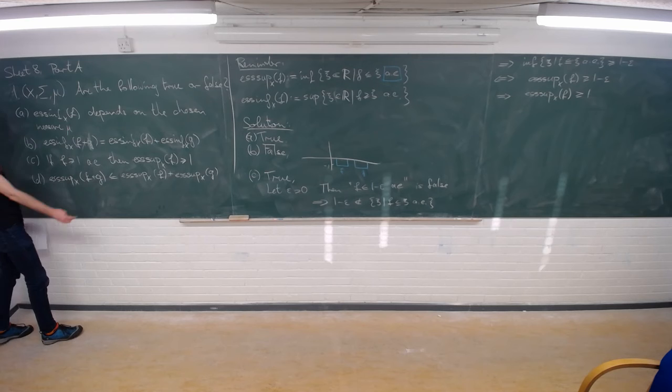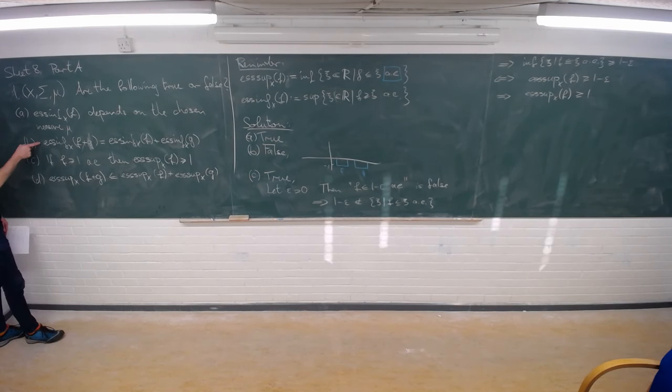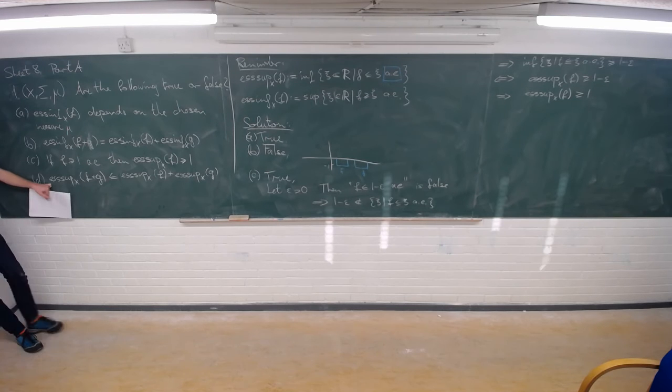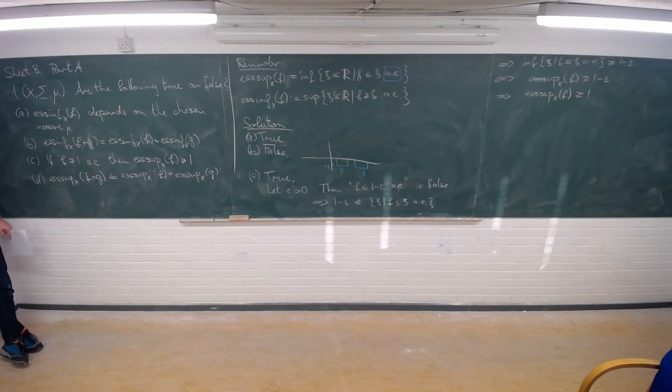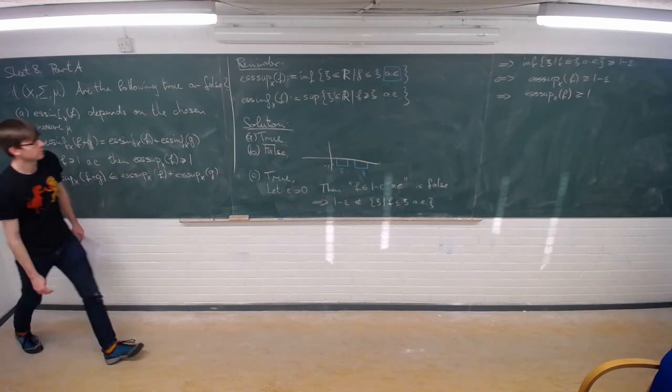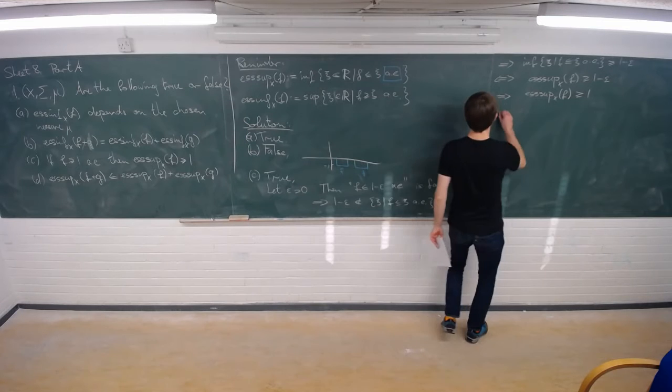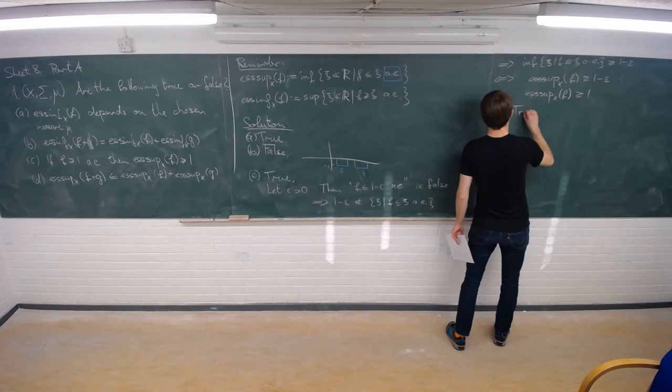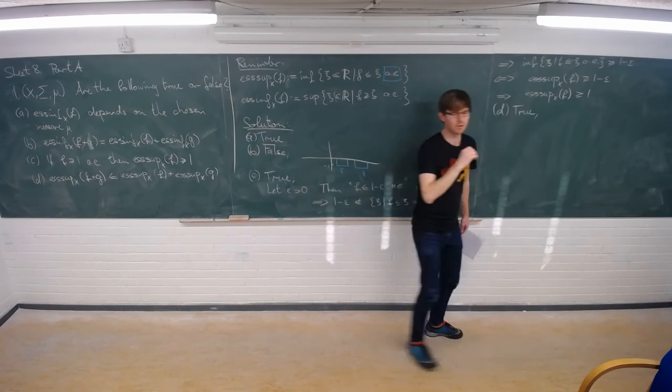We know that equality is not true, by the same reasons as in this case. But now we have an inequality, so this could still be true. Is it true or is it false? True. Yes, that's correct. Can you prove it?